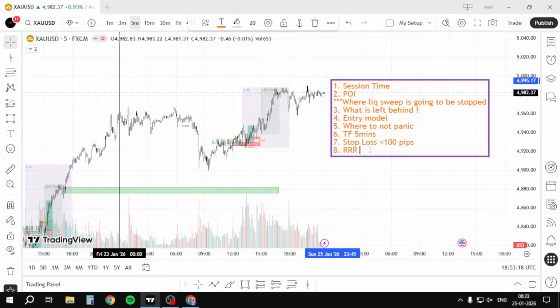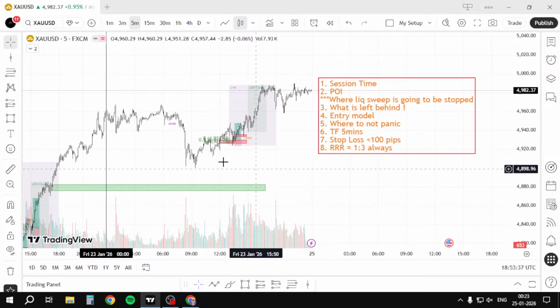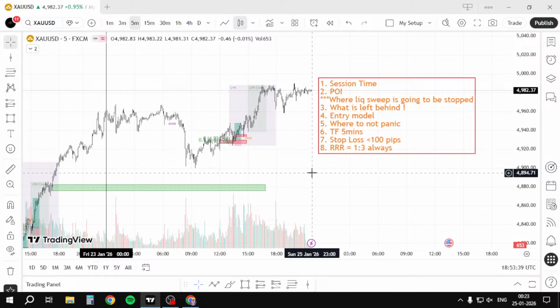And RRR 1:3 always. These are the rules and all the backtests I showed you. And whoever joined my session meeting will know everything about this. I explained everything there.